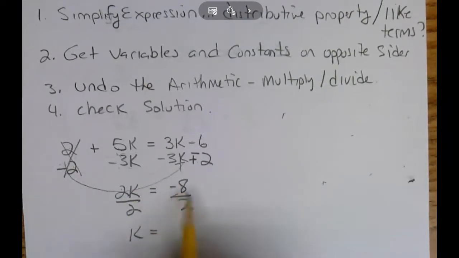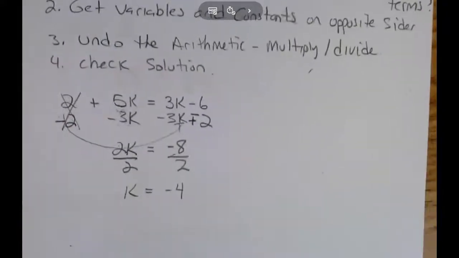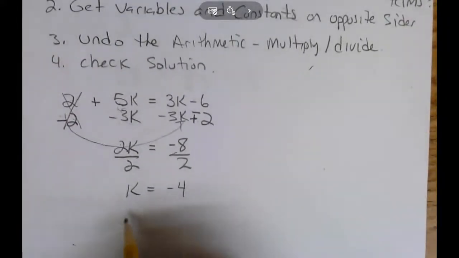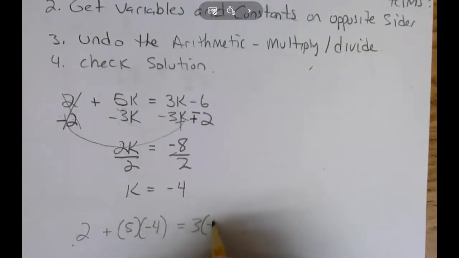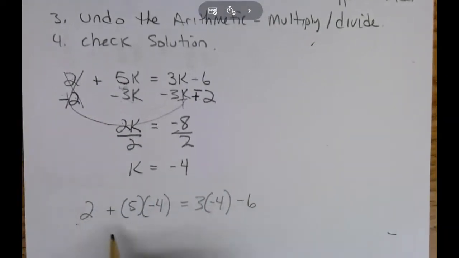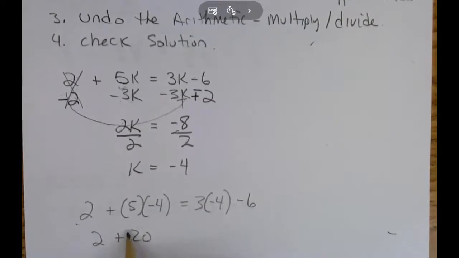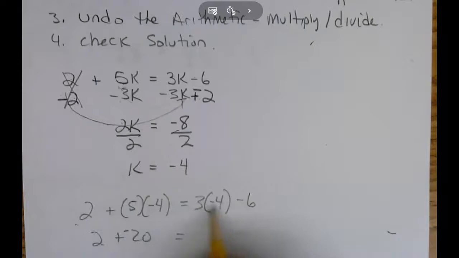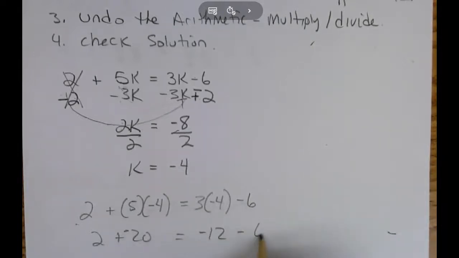And then negative 8 divided by 2 is a negative 4. Then if I just want to check my answer, I will just take 2 plus 5 times negative 4 equals 3 times negative 4 minus 6. So then I would just plug this in. This is going to be 2 plus 20, negative 20 equals 12. 3 times negative 4 is negative 12 minus 6.